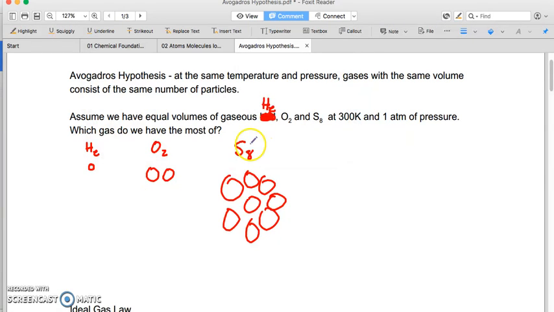Okay, so taking it aside from where we were, Avogadro's hypothesis, which a hypothesis is essentially an idea. At the same temperature and pressure, gases with the same volume consist of the same number of particles. Now this, I'm going to say, is partially true for now, but I don't want to say it's completely untrue. It will work very well for us in this class.